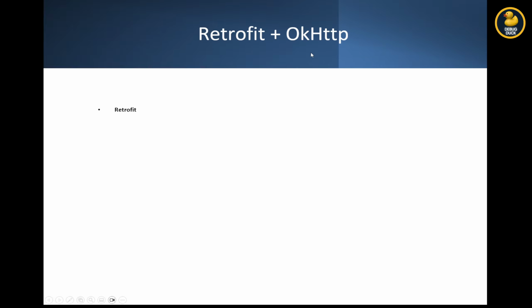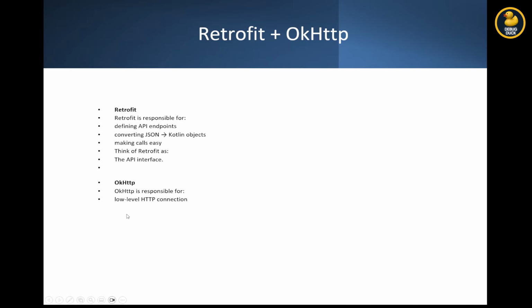Retrofit plus OkHttp. Retrofit is responsible for defining API endpoints, converting JSON to Kotlin objects, and making calls easy. Think of Retrofit as the API interface. OkHttp is responsible for low-level HTTP connection, interceptors, logging, caching, retry rules, and timeouts. Think of OkHttp as the engine behind Retrofit.